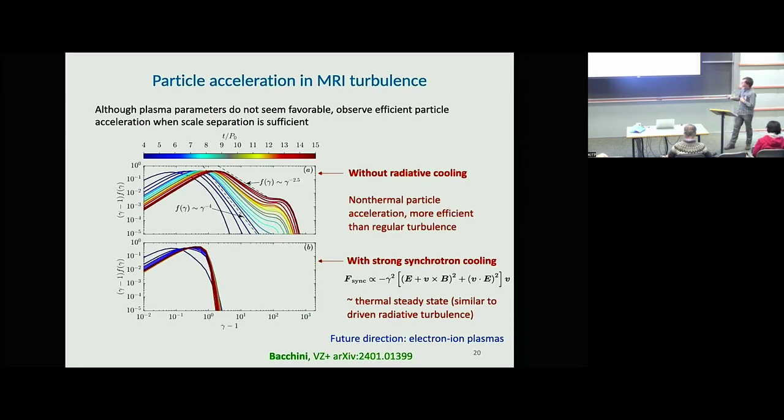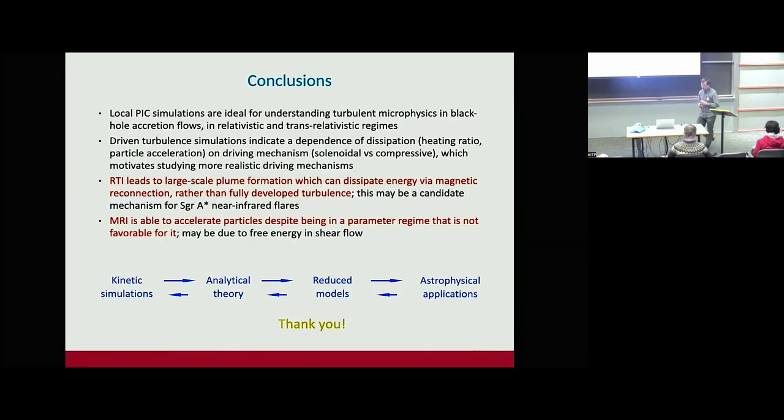So that's where things stand on the MRI. The future direction there is to do electron-ion plasmas. This is all for pair plasmas, so that still needs to be studied. So with both of those problems, once we do the electron-ion case, we will be studying the energy partition between electrons and ions, so that'll be an interesting direction to go into as well.